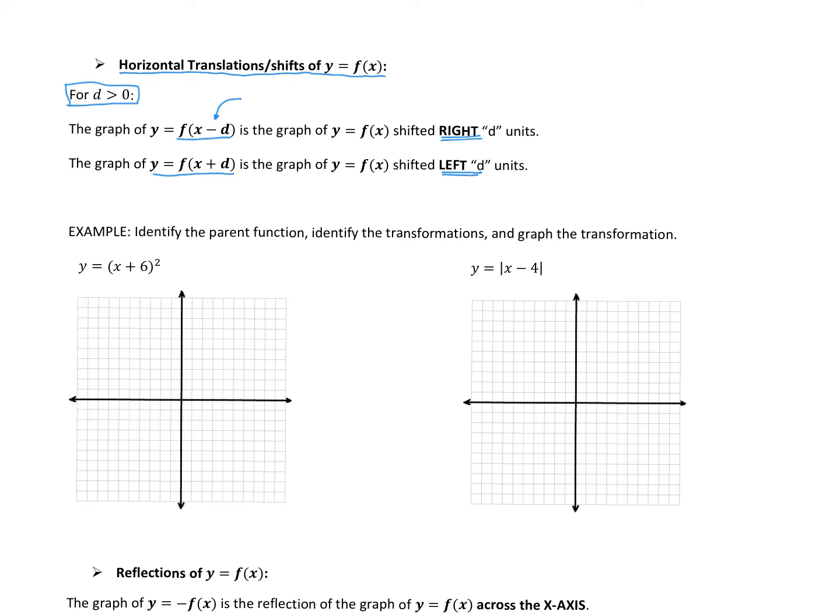So again, on these examples, we're going to identify the parent function, what the transformation is, and then graph it. So our parent function here, hopefully you can see it, is something squared. And we've added 6, so we're going to go left 6 units and then graph our standard parabola.